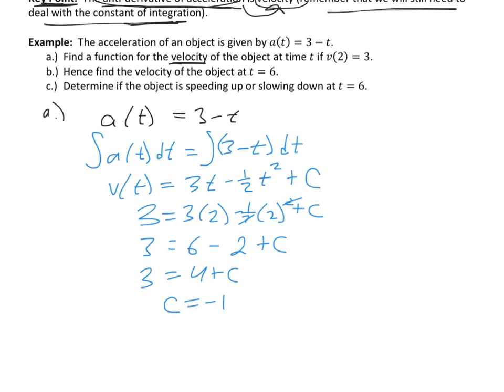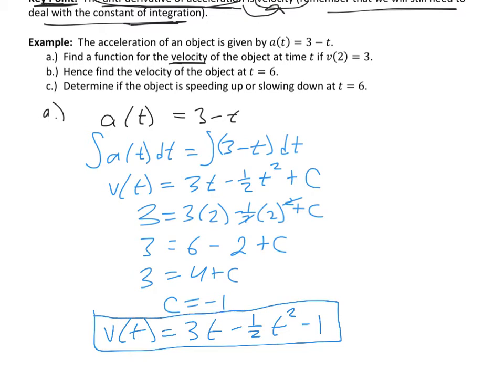And that means at the end of this, I can now state completely that my velocity function is 3t minus 1/2 t squared minus 1. This is the answer to part A. We took our acceleration, we integrated, we used some information about the velocity at some time, and that allowed me to find the actual velocity function.